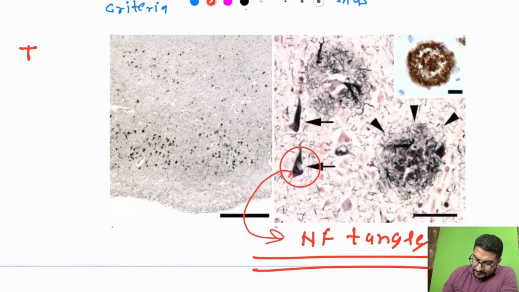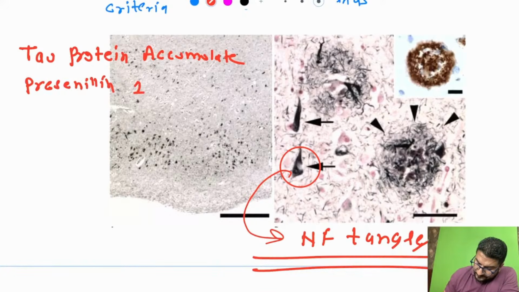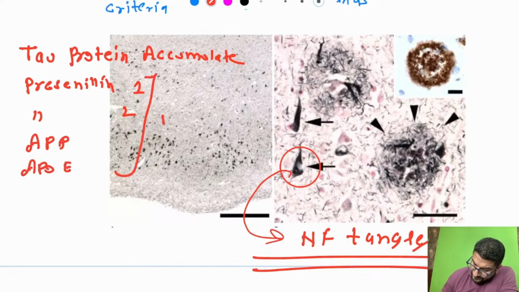You will see tau protein accumulation. Look, tau protein will accumulate, it will not mutate. So mutation of which proteins occurs? Mutation you will see of 4 proteins: presenilin 1, presenilin 2, amyloid precursor protein and ApoE. So these are the proteins which are mutated.